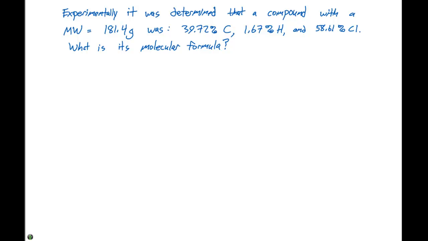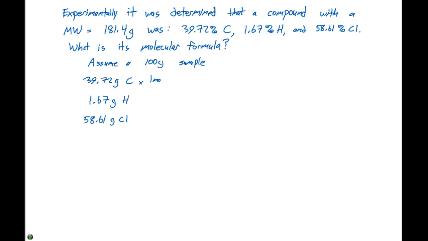So we're going to use the same rules and determine an empirical formula, and we're going to assume a 100-gram sample. If this is the case, that's going to give us 39.72 grams of carbon, 1.67 grams of hydrogen, and 58.61 grams of chlorine. Now we need to convert each of these over to moles.